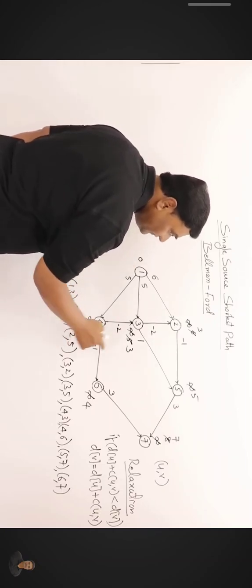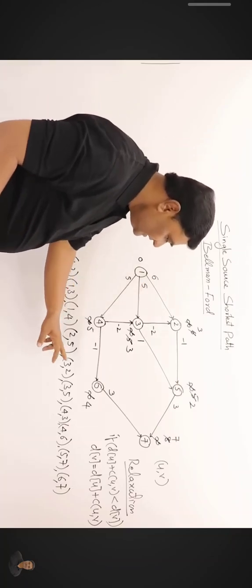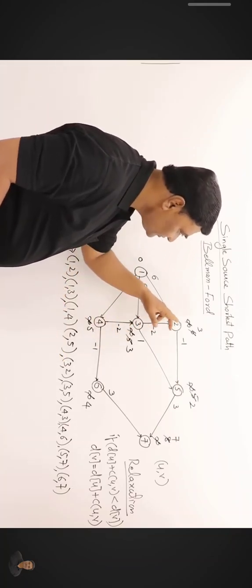Then 2 to 5. So 3 minus 1. 2. This is 2. That is changing again. So 3 to 2. So 3 is how much? 3. 3 minus 2 is 1. So this will change. 1.